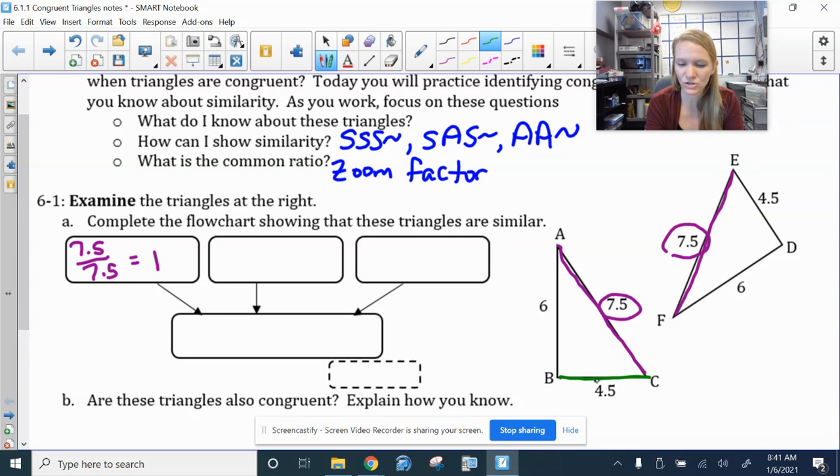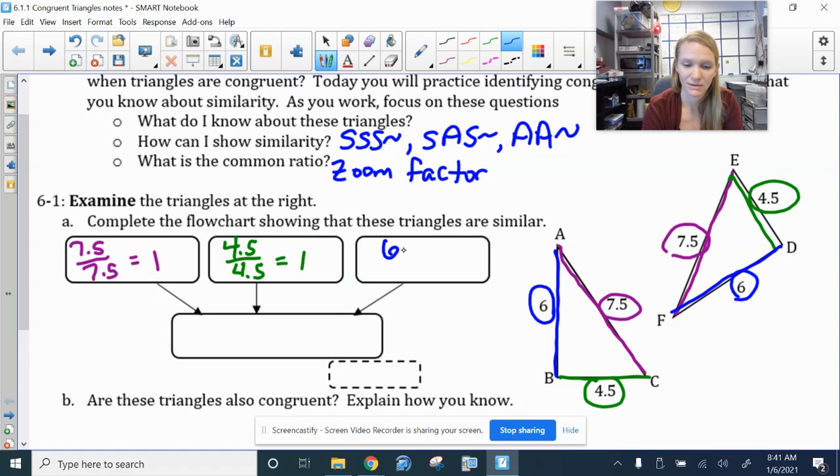Our smallest side in one triangle is 4.5. The smallest side in the other triangle is also 4.5. And if we divide those, sure enough, it equals 1. And then the last side, the medium side, 6 matches with 6, and that also divides to make 1. So our ratio is the same all the way through, which means our triangles are definitely similar.